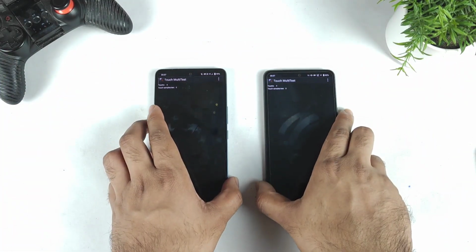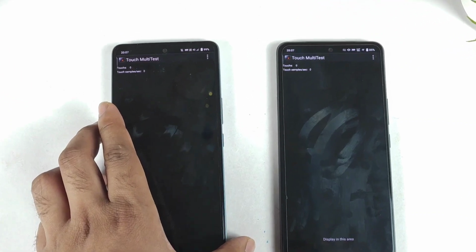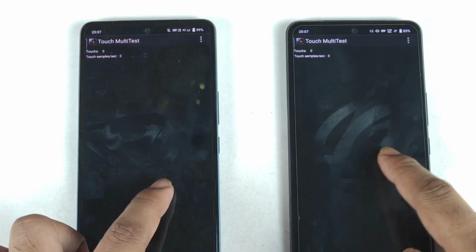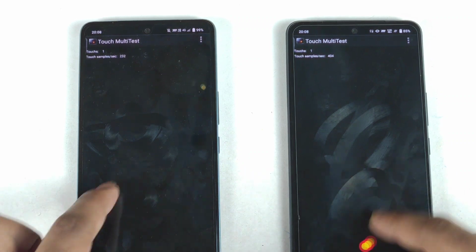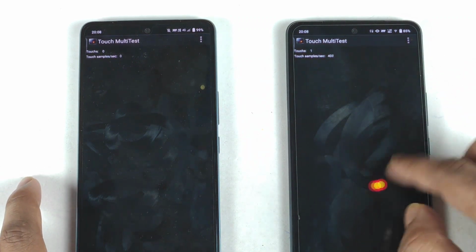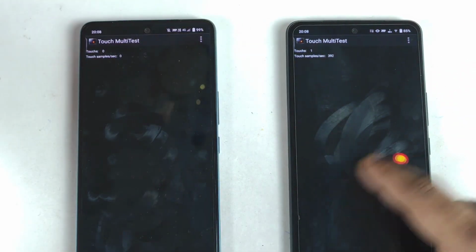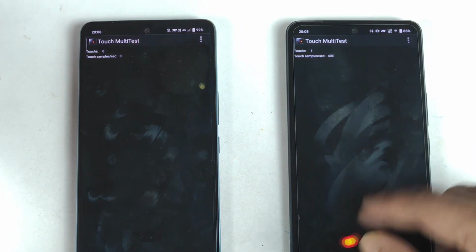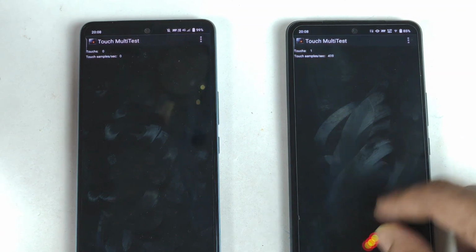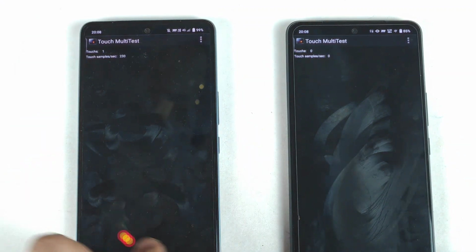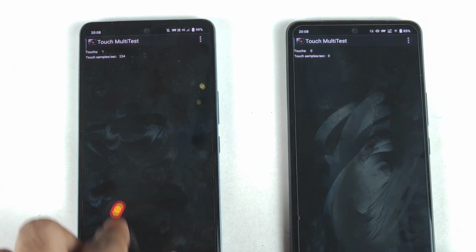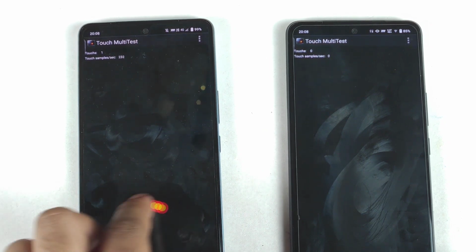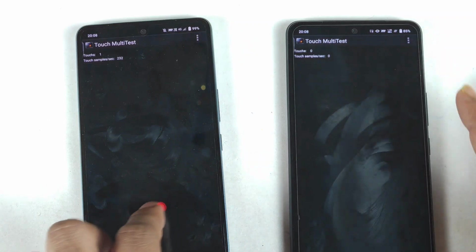Now let's see what's going on with the touch sampling rate. Let me slightly zoom in. Try to focus on the number you are getting here. On the iQOO 7 device, we're getting close to 420 as a round figure. Above 400, as you can see, 411, 415 sometimes. And on the iQOO 9 SE, it's kind of shocking to see we're getting about 240. As you can clearly see, friends, the touch sampling rate is limited by default.